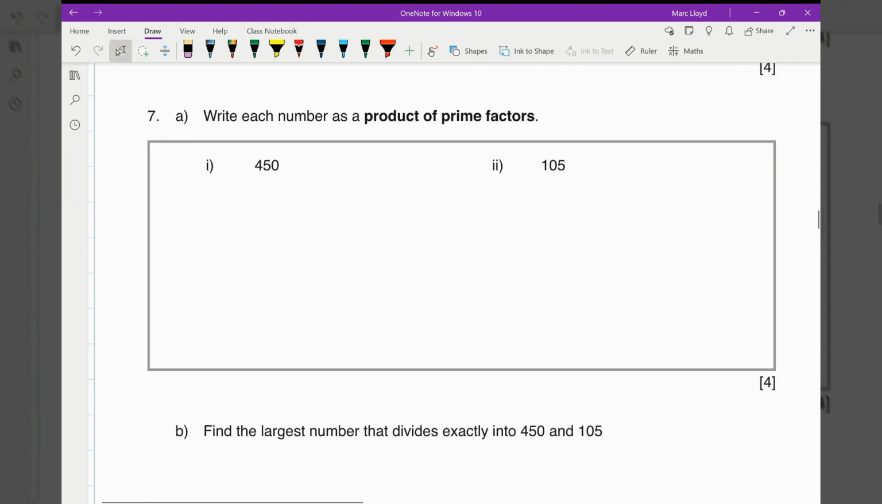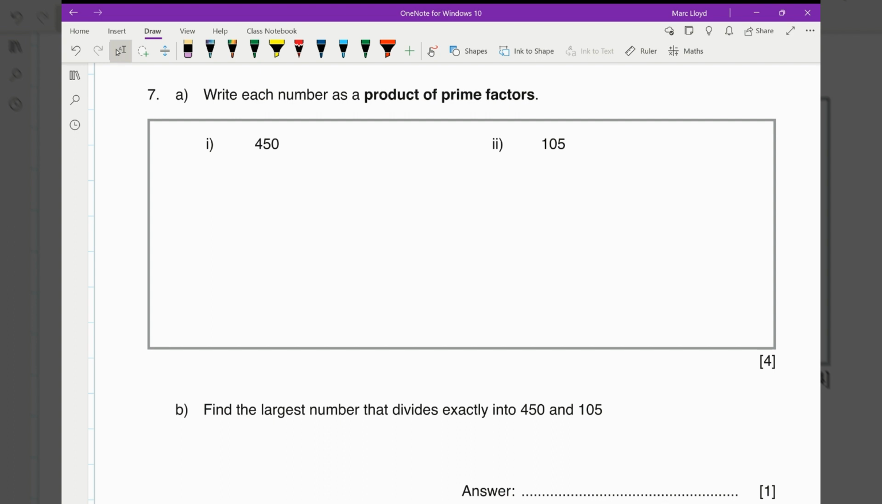Right, question 7. Write each number as a product of its prime factors. I like to use the prime factor tree. Let's get that 10 out of the way. 2 and then 5. Got another 10 there. Oh, made a mistake. It's not 40, it's 45. Trying to rush it, ain't I? What a wally. Still. 9, 5, and then 3 and 3.